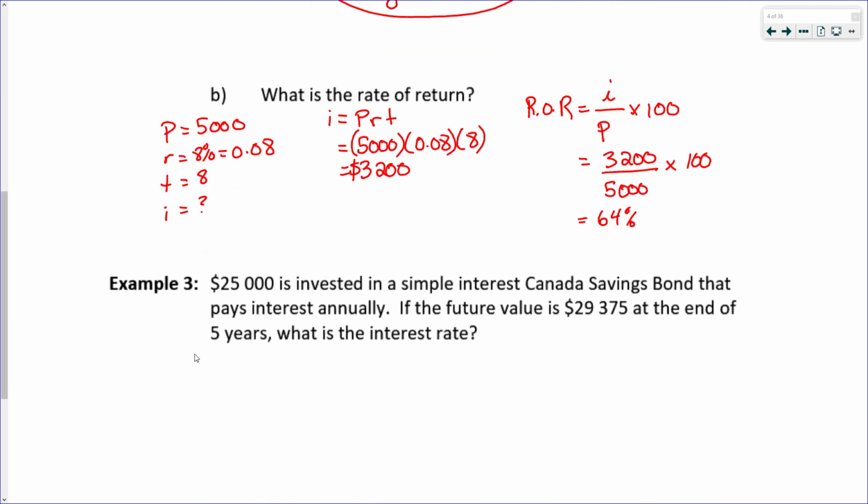Okay, example 3, and this will be the last example for this video. We have 25,000 invested in a simple interest Canadian savings bond that pays interest annually. If the future value is 29,375 at the end of 5 years, what is the interest rate?